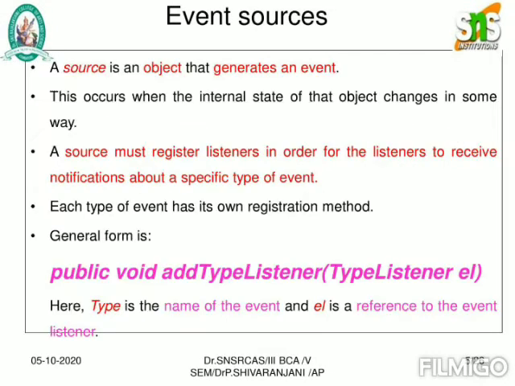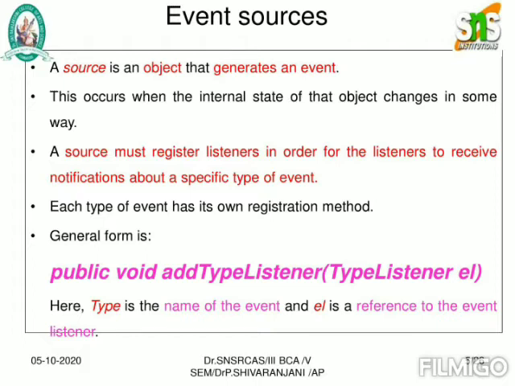So next is the event source. The source is an object that generates an event, so based upon that particular source, the event will be generated. This occurs when the internal state of that particular object changes in some way. The source must be registered, and after registering, it will be listened to, in order to listen for the particular activity performed by the user. Each type of event has its own registration method.